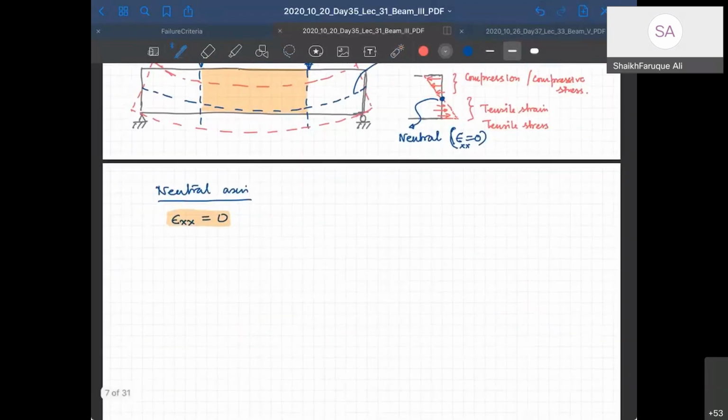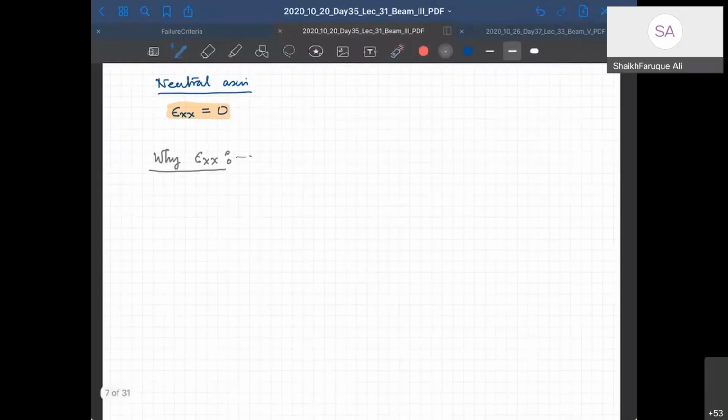Why epsilon xx? Bending stress or strain are normal stress or strain. Although the deformation is transverse, the stress or strain is normal, not shear. We know that there are only two kinds of strains and stresses available, right? Normal and shear, right? So bending belongs to normal, not to shear. Why it belongs to normal is going to be clear now.